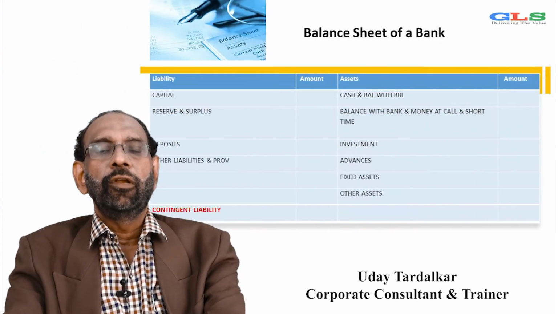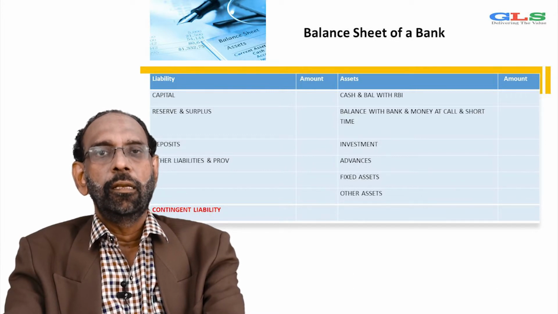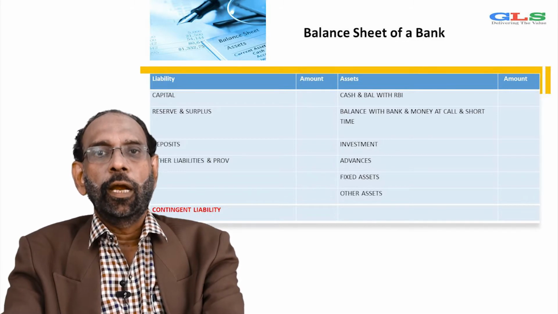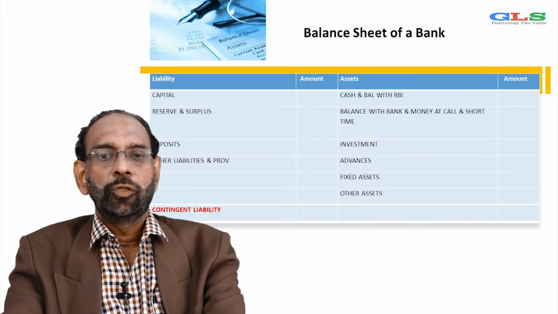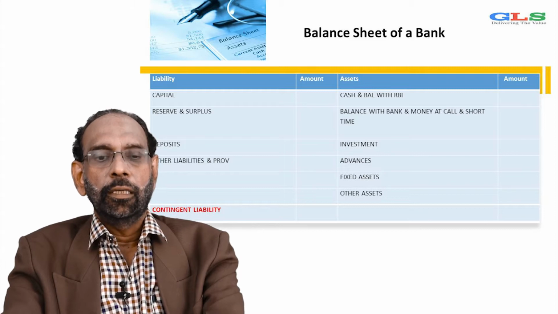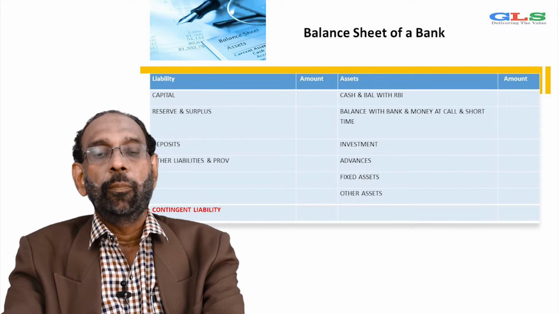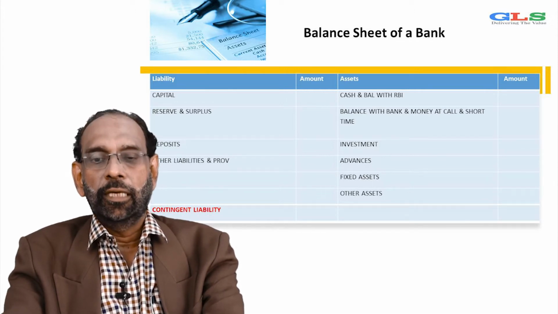As a banker, we need to understand the balance sheet of a bank. And obviously in any balance sheet, there is an asset side and a liability side. Let's look at the liability side first because that's where the capital comes from. On the liability side, we have capital, reserves and surplus, deposits, other liabilities and provisions. And of course, the contingent liability, which comes below the line, as it is called in the jargon.